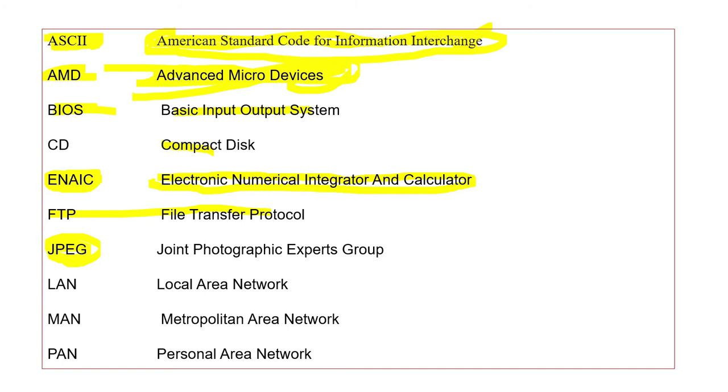Whenever you have to upload an image while filling some form on the web, mostly it is asked that the image should be JPEG or JPG. So the full form of JPEG is Joint Photographic Experts Group. You have to remember this. Clear?